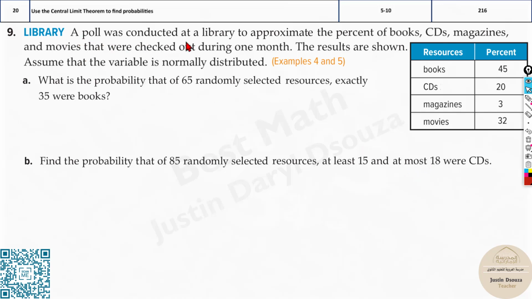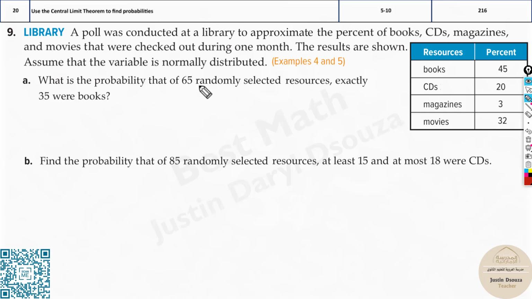A poll was conducted at a library to approximate the percent of books, CDs, magazines, and movies that were checked out during 1 month. The results are shown over here. Assume that the variable is normally distributed. See, they have not given us a percentage like a P or Q value, but they give us this box. But from this, we can find the P and Q value, which I'll show you in a minute.